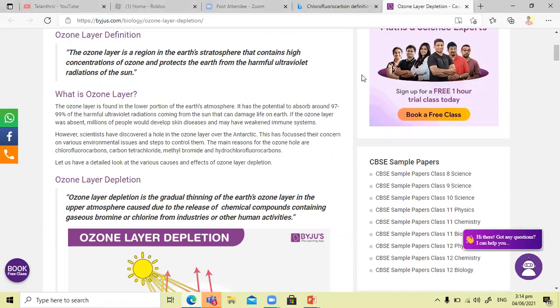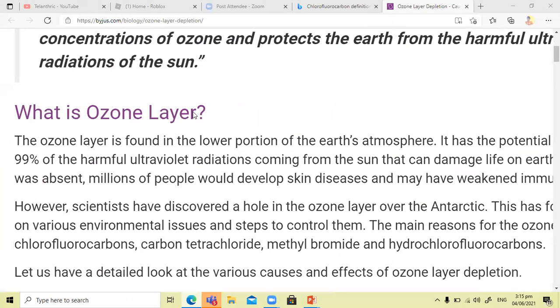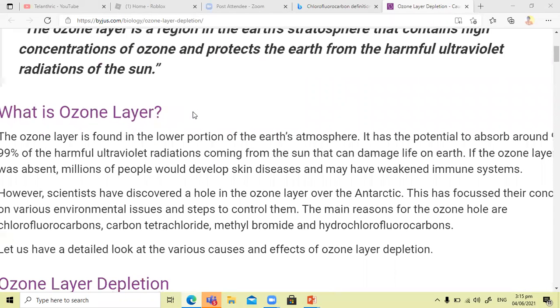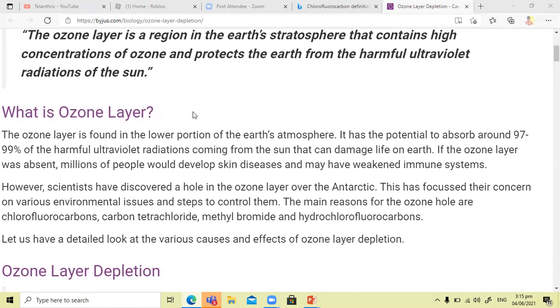The ozone layer is found in the lower portion of the Earth's atmosphere. It has the potential to absorb around 97 to 99% of the harmful ultraviolet radiations coming from the sun that can damage life on Earth. If the ozone layer was absent, millions of people would develop skin diseases and may have weakened immune systems.